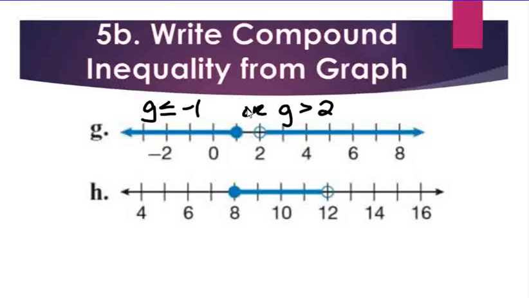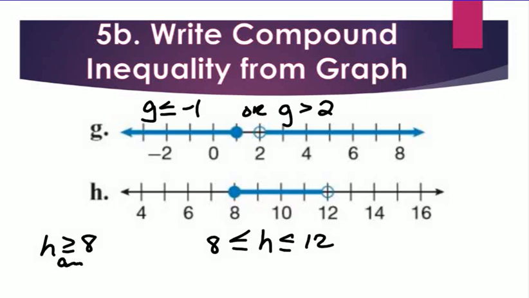The bottom, they're attached, so I know it's an and. I'm going to use the variable h in the middle. So it's greater than or equal to 8, but it's less than or equal to 12. You could have also written it as h is greater than or equal to 8, and h is less than or equal to 12. Actually, there wouldn't be an equal to, so just the less than sign here, because it's an open circle. Less than 12.